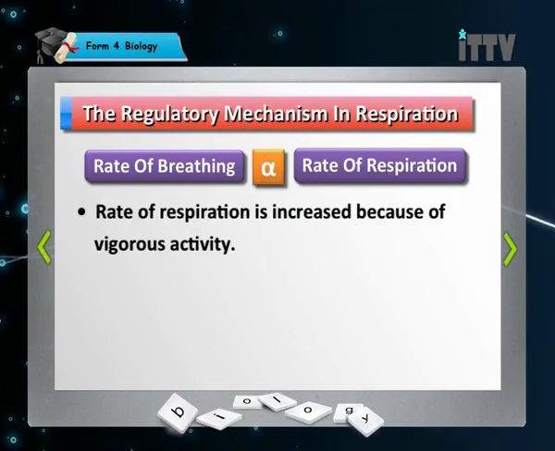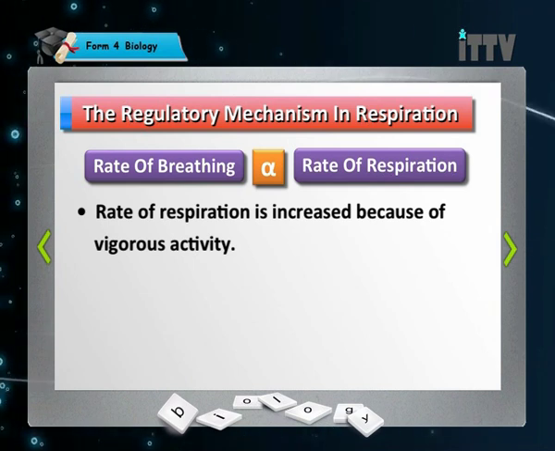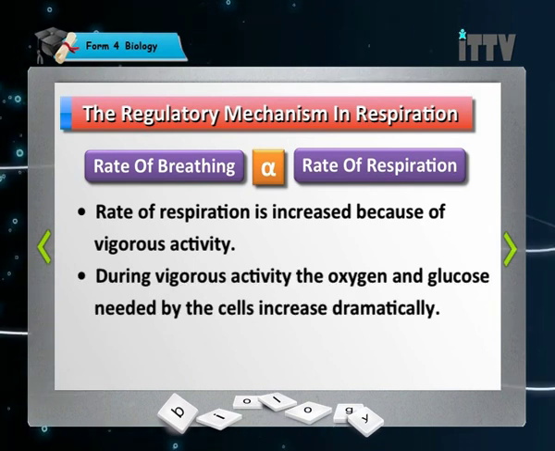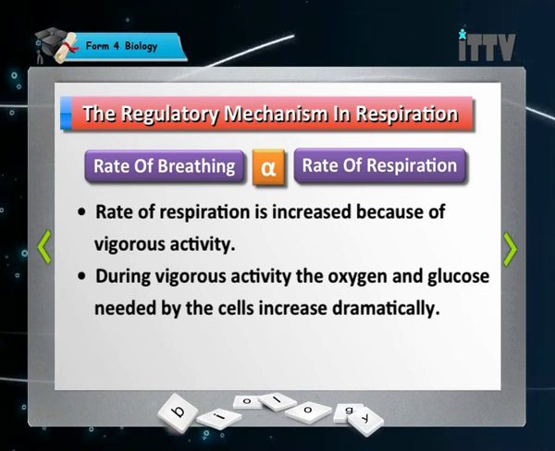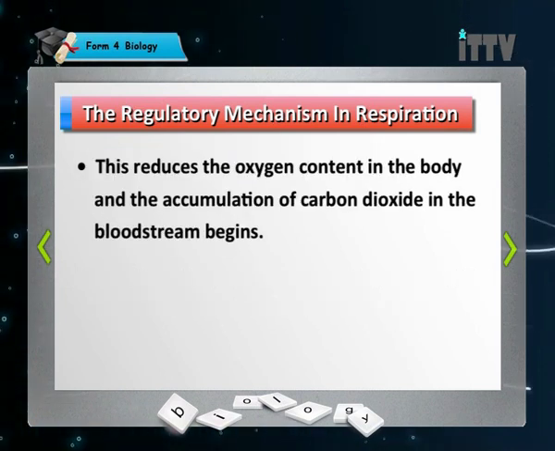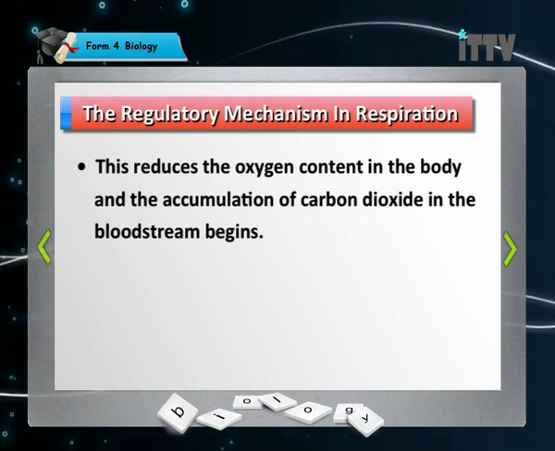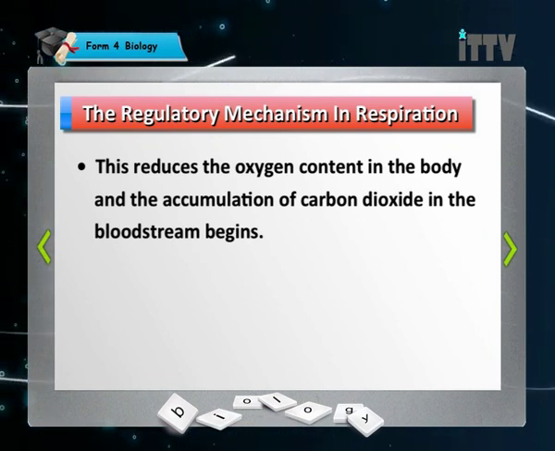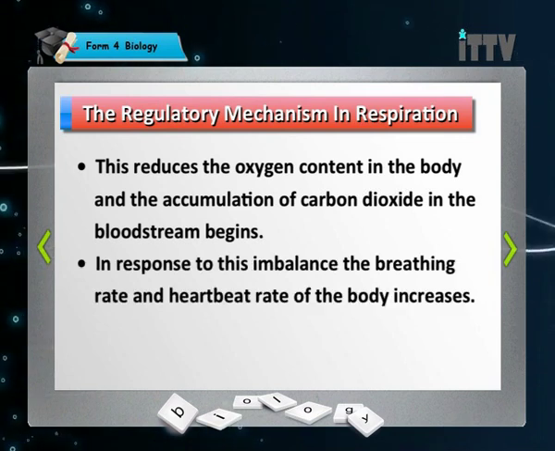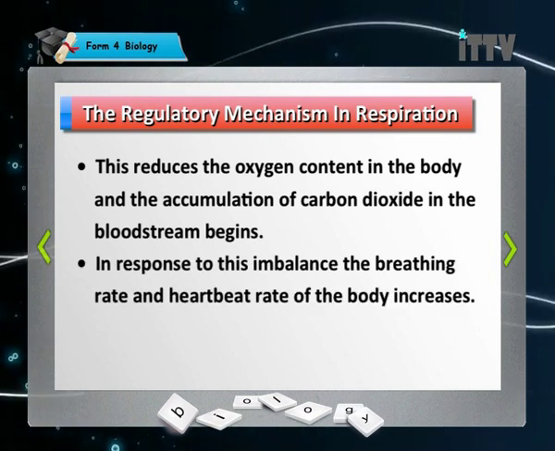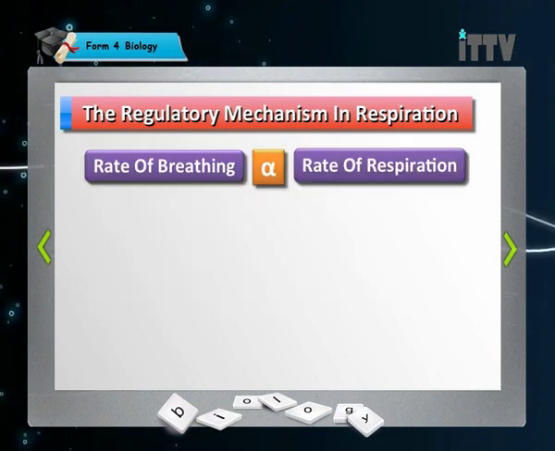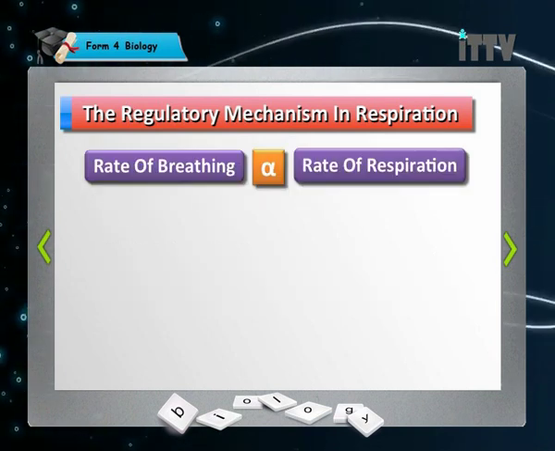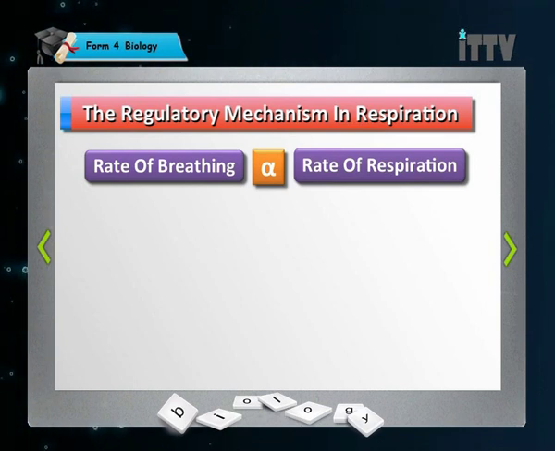The rate of respiration is increased because of vigorous activity. During vigorous activity, the oxygen and glucose need of the cell increases dramatically. This reduces the oxygen content in the body and begins the accumulation of carbon dioxide in the bloodstream. In response to this imbalance, the breathing rate and heartbeat rate of the body increase. Pay attention that the rate of breathing is directly proportional to the rate of respiration.